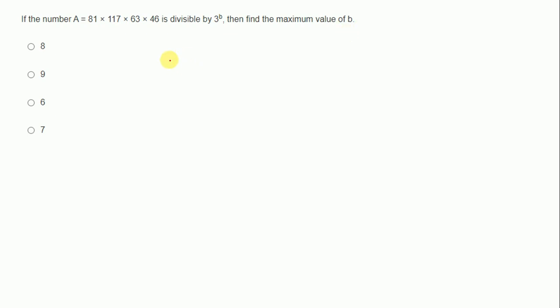So A is given to us as 81 into 117 into 63 into 46, and it is divisible by 3 raised to power B. Then what could be the maximum possible value of B? We have to simply make this expression in the form of 3. So what can we write 81 as?